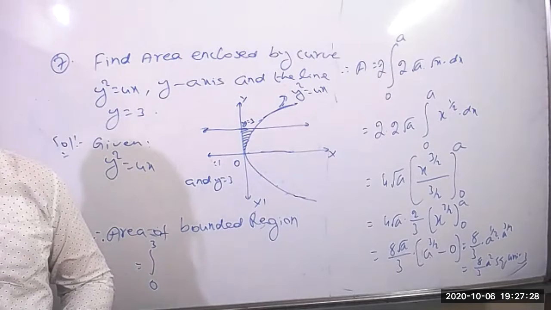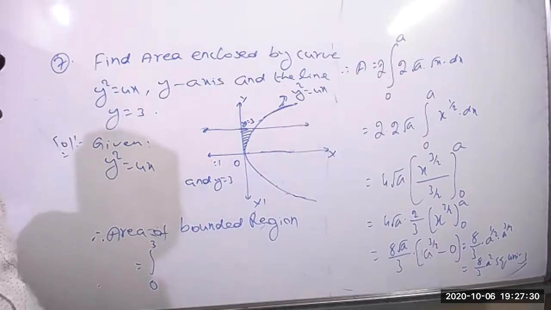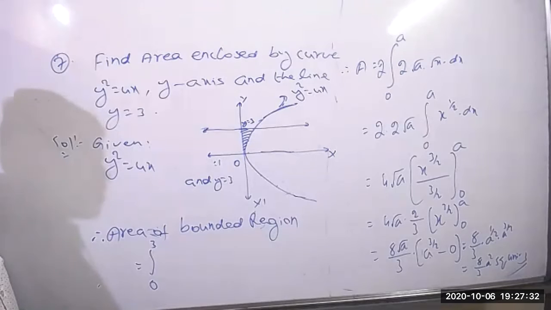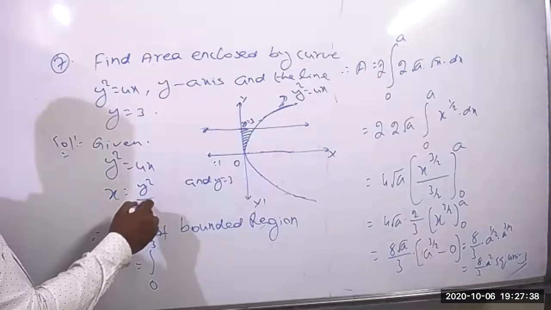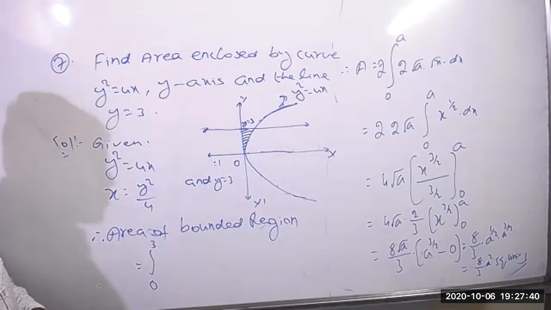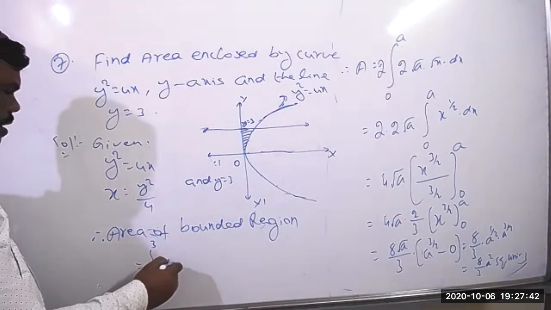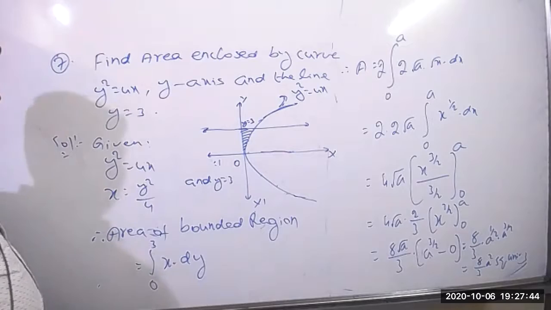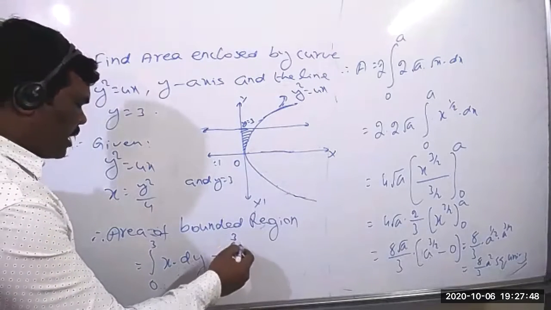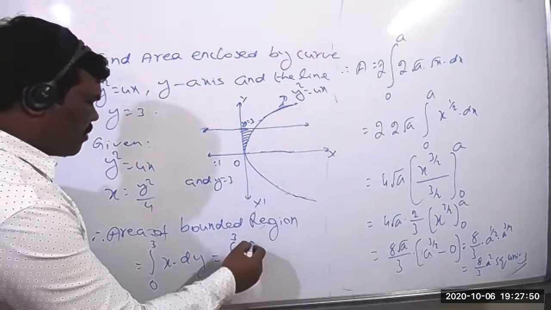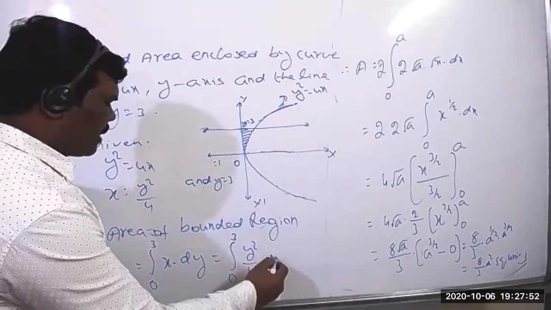We have to find the value of x. So x equals y square by 4. So here you can write x into dy. Now substitute: integration from 0 to 3, the value of x equal to y square by 4 into dy.